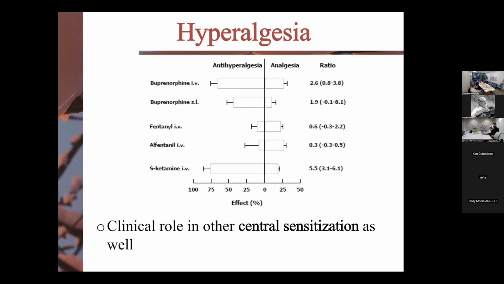Taking this hyperalgesia a step further, this study looked at how buprenorphine does compared to other medications when we're looking at that analgesic response and that anti-hyperalgesic response. Buprenorphine is comparable to S-ketamine in that sense. IV is a little bit better than sublingual, but when you look at fentanyl as a mu agonist, you see more of that analgesic response, but it's that anti-hyperalgesia which, I think, really helps us when we're looking at more of that neuropathic pain. Now, I do wish that this slide compared it to ketamine. That would be an interesting study too that I haven't dived into.